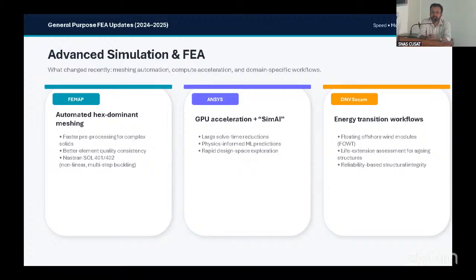Next one is DNV SESAM. This is a class society specific software. Of course, when you go to offshore analysis, for example, the wind is a dominating factor. So when the wind load acts on the platform, it obviously changes its heel, which again changes the hydrostatics, and that means your mooring loads are different. If the vessel is shifting to one side, you are having more weight on one side, and then more tension on one of the lines.